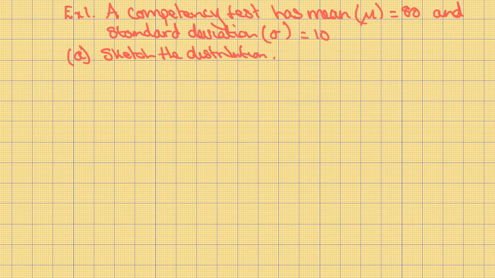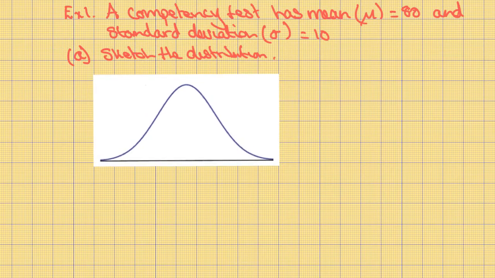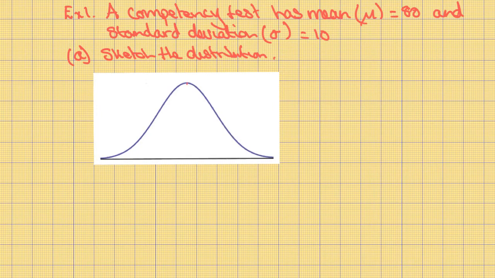Example 1. A competency test has a mean mu equal to 80 and a standard deviation sigma equal to 10. A. Sketch the distribution. Draw a normal distribution bell curve and put in the mean. The mean is equal to 80.